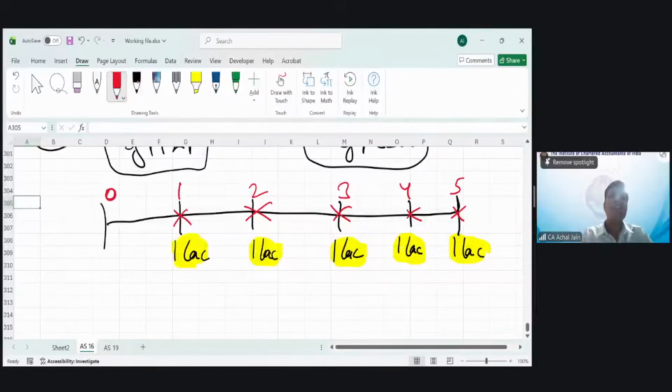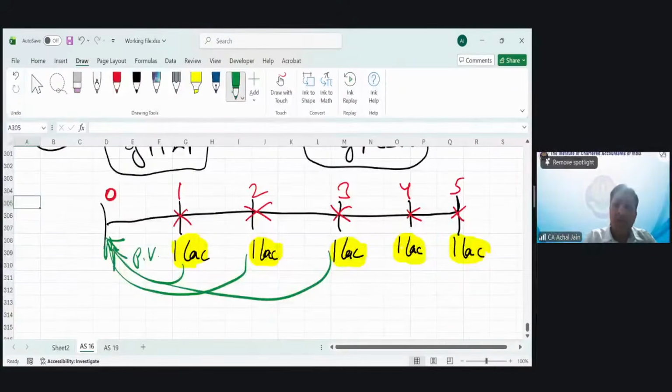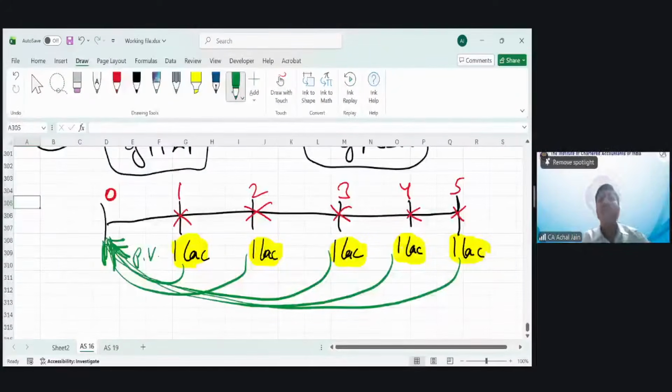And we are standing on day 0. So what do we do? We compute the present value of all of these payments as on today. Compute the present value of this 1 lakh as on today, again for this, again for this, again for this. Now, this calculation, of course, we will do slightly later. As of now, please don't get into the calculation. I'm just hoping you understand the concept of present value.